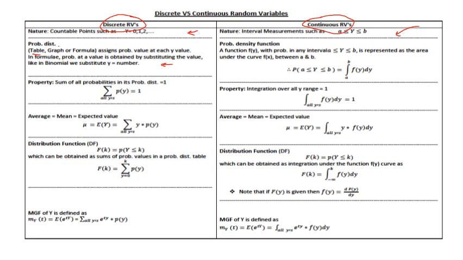But here, since it works like an interval, any required probability has to be an area under a curve, and we have to obtain it by integration. In the table, the total probability is 1 by summing the probabilities. In here, the total probability is 1 by integrating under the whole density function so that you get 1.